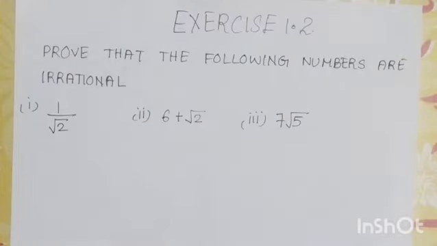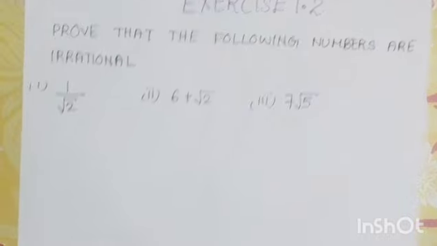Hello everyone, today we are going to see class 10 exercise 1.2 third sum. Prove that the following numbers are irrational. So they have given you three irrational numbers. We are going to prove it one by one. So moving on to the first sum, which is 1 by root 2.